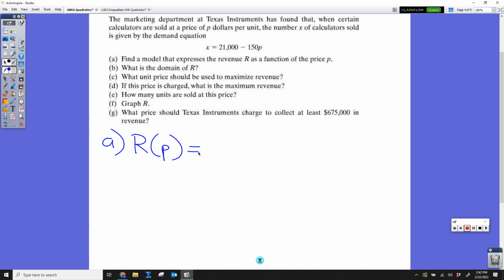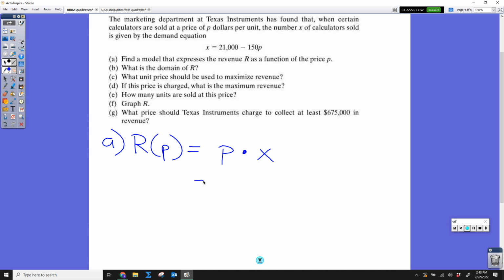So if we're talking about how much money was brought in, there's only 2 things that matter with this situation. What are those 2 things? The price of the calculator and how many you sold. So the price we know is P. So that's involved. And we're going to make that much money every time we sell a calculator, correct? So that would be multiplication. So P times X. The price of the calculator times how many calculators we sold. Now, we can't leave it like this because it has to be R of P, and we have a variable X in there. How do we get rid of the X?